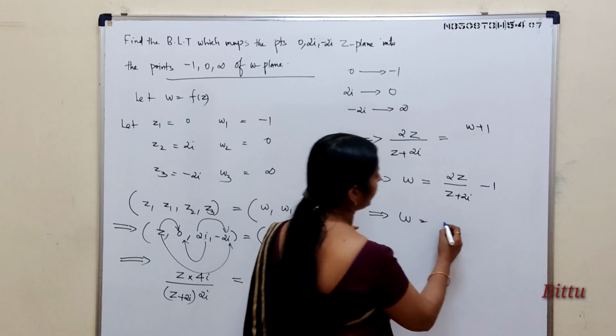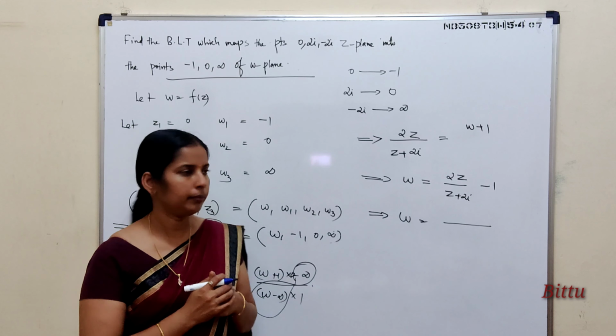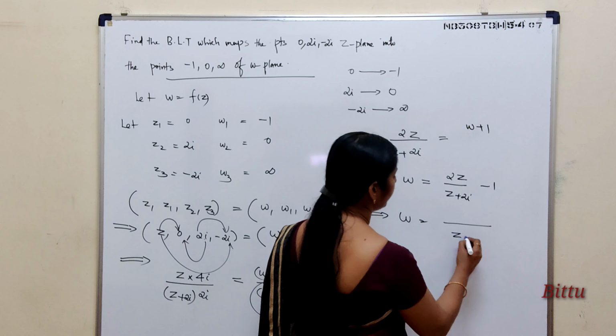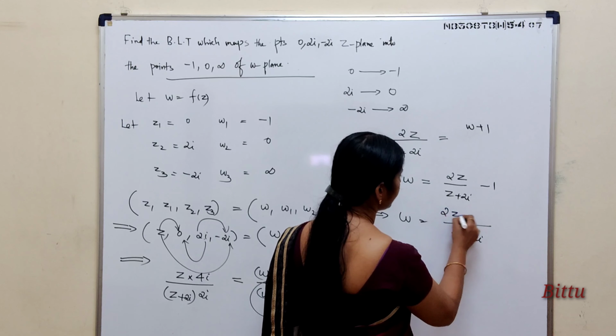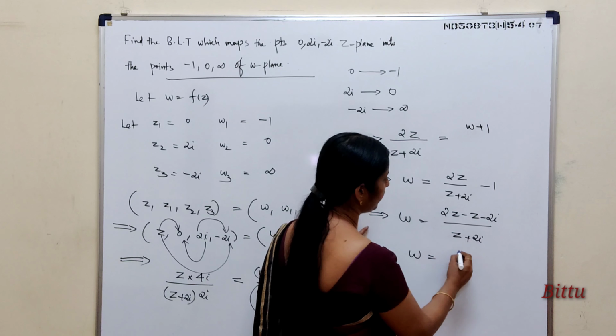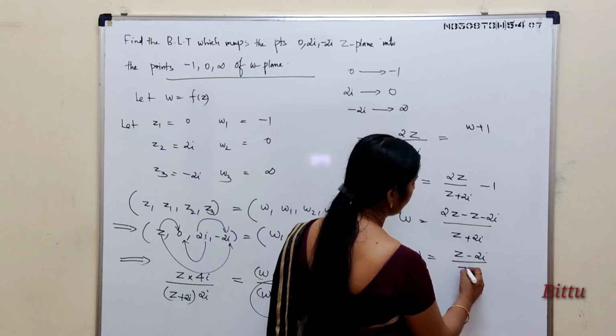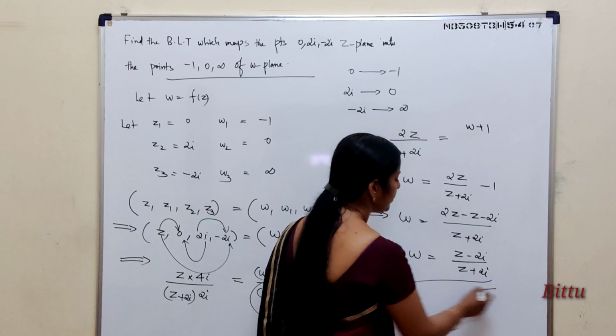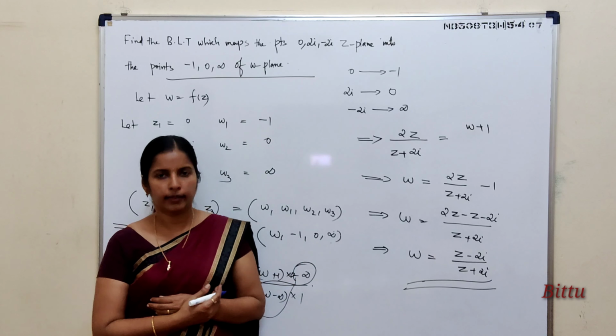Here omega equal to, you take LCM Z plus 2i. 2z minus z minus 2i. Which implies omega is equal to z minus 2i by z plus 2i. See, this is our required bilinear transformation.